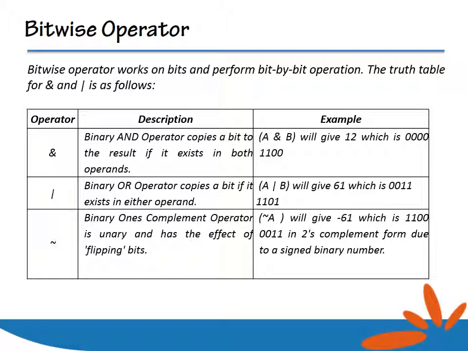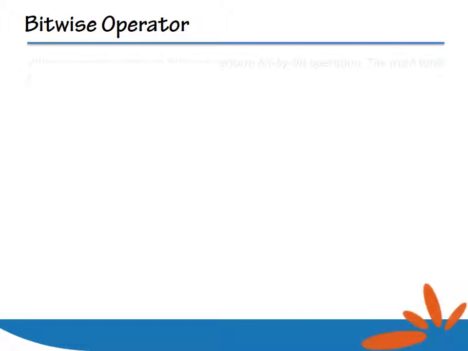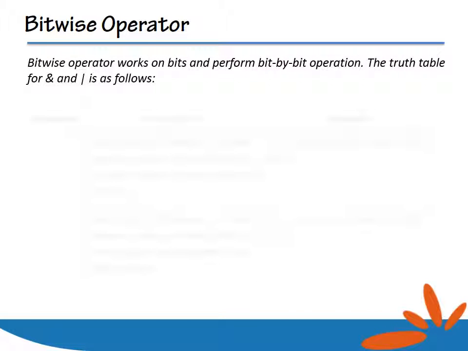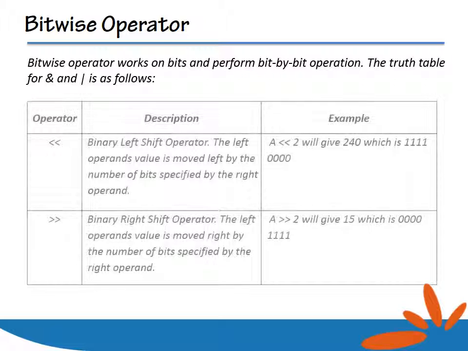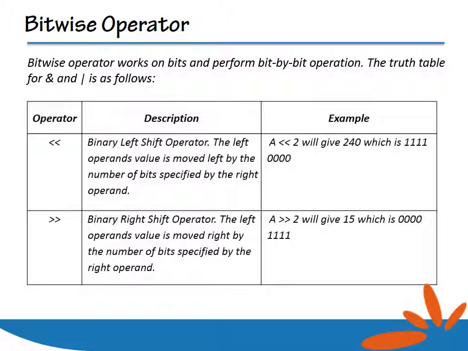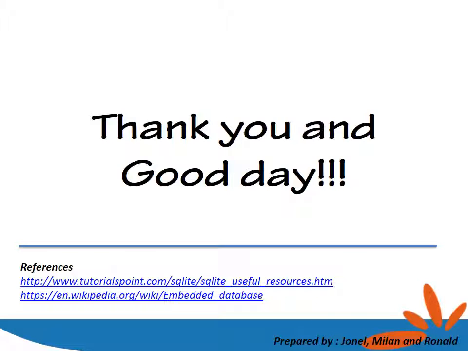The next one is the binary ones complement operator, which is unary and has the effect of flipping bits. The next one is the binary left shift operator. The left operand value is moved left. And the next one is the binary right shift operator. The left operand value is moved right by the number of bits specified by the right operand.